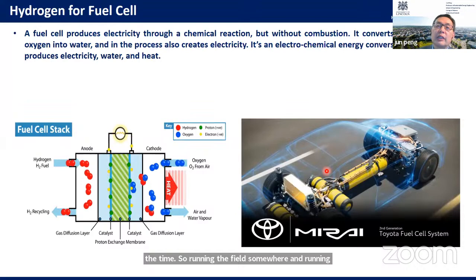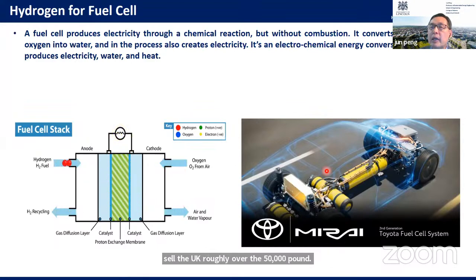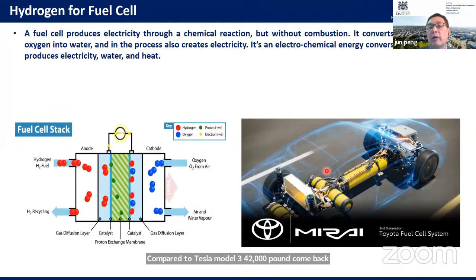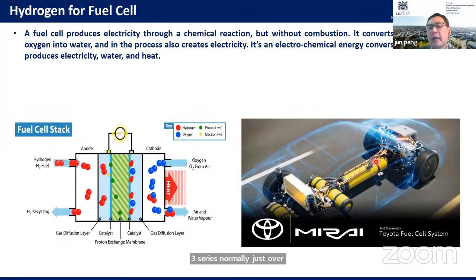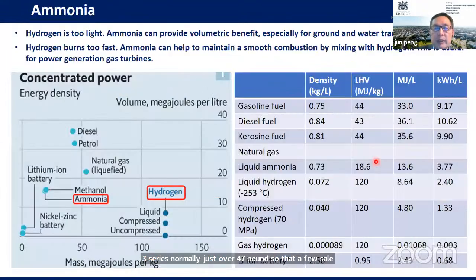One fuel cell vehicle, the second generation, is now sold in the UK at roughly over 50,000 pounds. Compared to the Tesla Model 3 at 42,000 pounds, and compared to the BMW 3 Series, normally just over 40,000 pounds. So the fuel cell car is a little bit more expensive than other technology cars. So we don't need this.